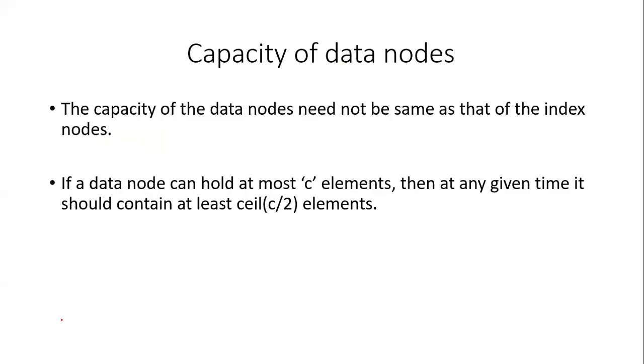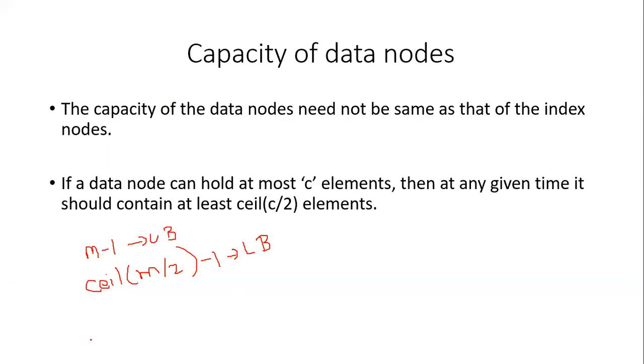How many elements can be there in a data node? Normally, how many keys can be there in a B tree of order m? Any node can have m minus 1 keys maximum. This is the upper bound. And the minimum it can have is ceil of m by 2 minus 1 keys. So this is the lower bound for a B tree, right?